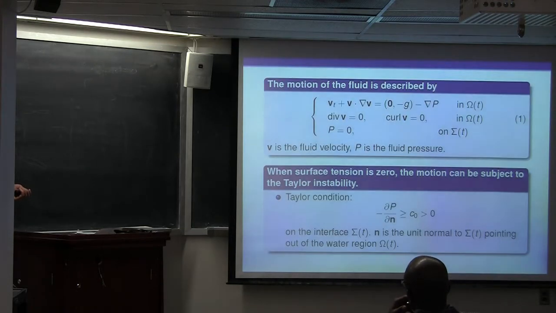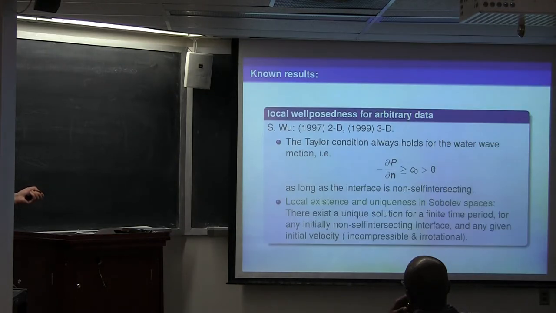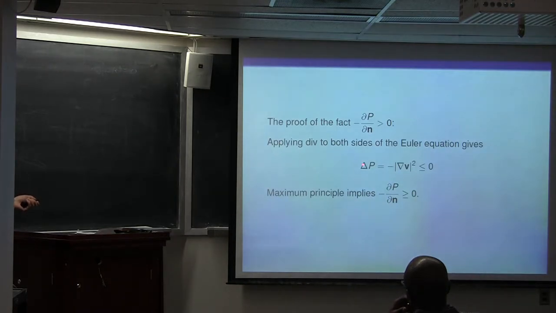You just apply divergence to both sides of this Euler equation. The divergence of the first term is zero. For the divergence of the second term, use curl equals zero, and you get gradient v squared. The right hand side is negative Laplace p. So that's the equation we have: Laplace p is negative gradient v squared, which is less than or equal to zero.